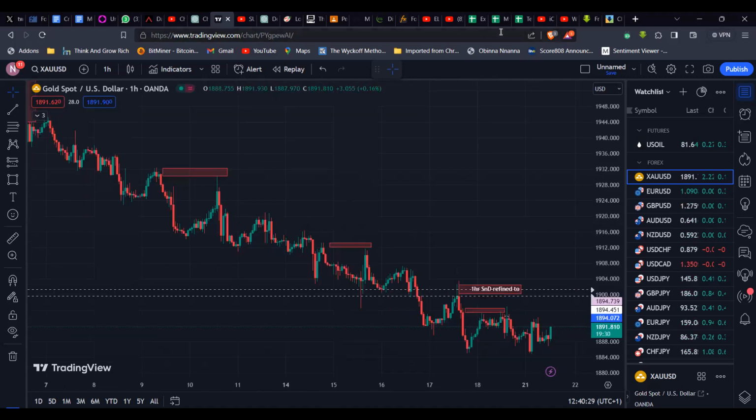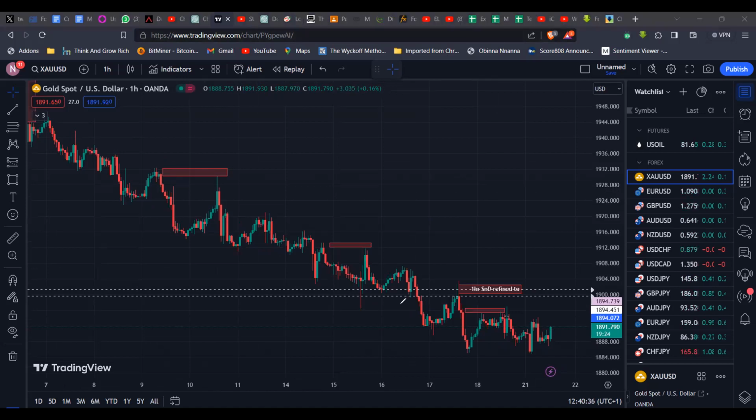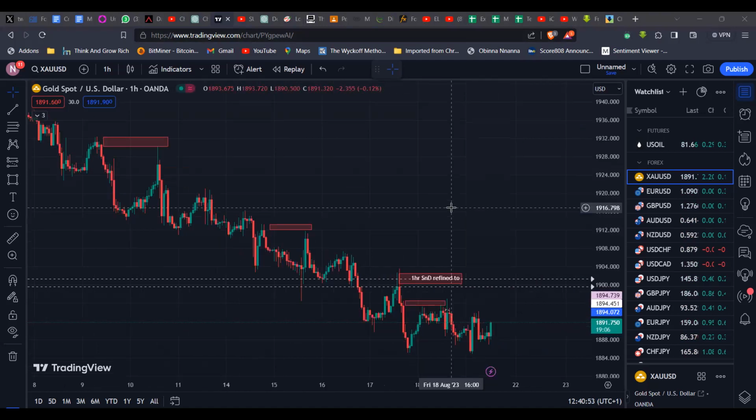So what I would like to see is for price to now begin to make 1 hour bullish structure. Essentially, I want to see price close above here. This is on gold. If price makes its way up above here, then I'll begin to look for those buys aggressively to take price upwards.